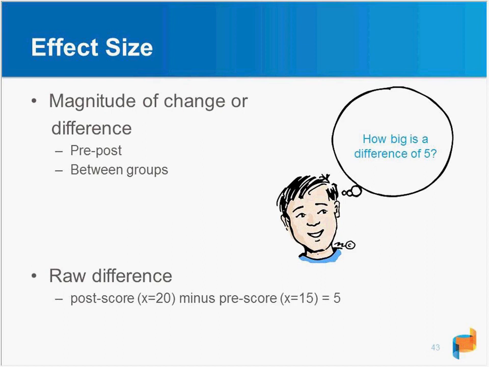This is useful information, but it has a major limitation. Once we try to compare effect sizes between items and tests that use different scales, we run into trouble. An effect size of 5 on a scale of 20 is quite large, 25% of the entire scale. But an effect size of 5 on a scale of 50 or 100 becomes only 10% or 5% of the scale, which is not so much.